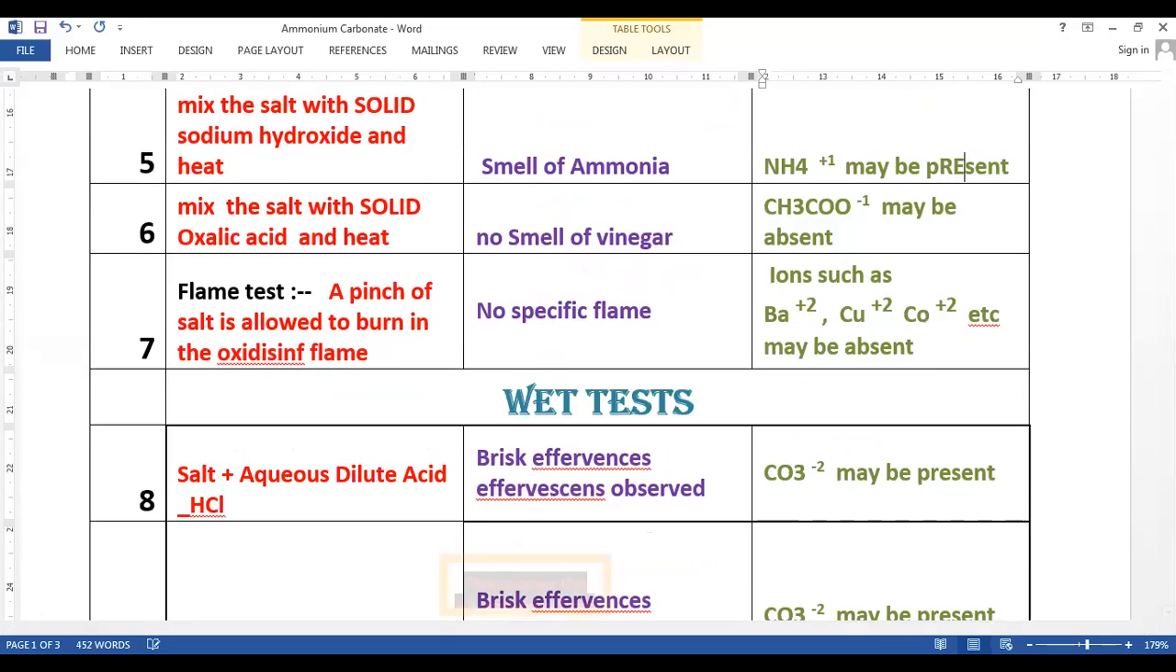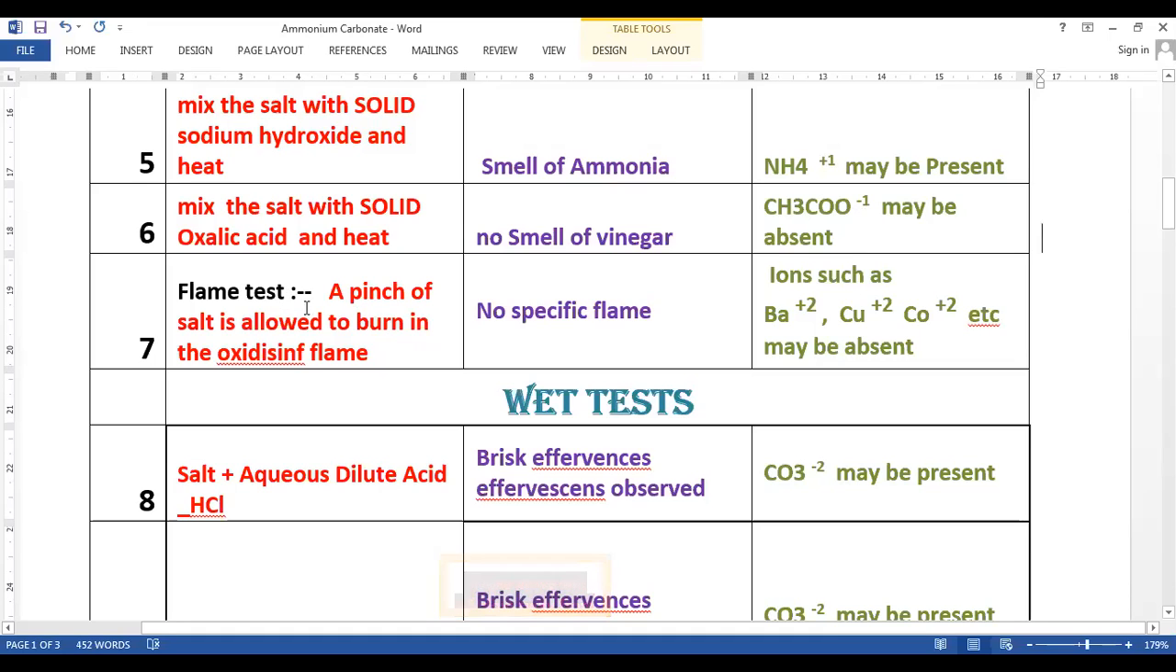So here the NH4 plus may be present, my dear students, and this is how we truly understand the presence of NH4 plus. Then we will mix the salt with solid oxalic acid and heat it. Then there is no smell of vinegar, and we can conclude that acetate ion CH3COO minus may be absent.